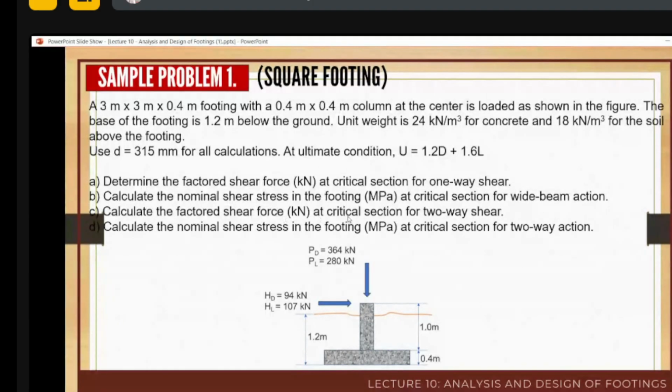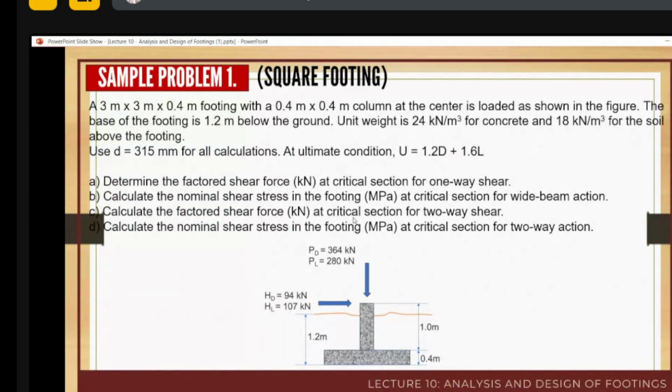Calculate the factored shear force at the critical section for two-way shear, so the punching consideration, and the nominal. So VU again, VU sub P for punching, and VN sub P for punching. The dead load is 364 kilonewton and the live load is 280 kilonewton, and there is a horizontal load applied to the column, which is 94 kilonewton dead load and 107 live load.